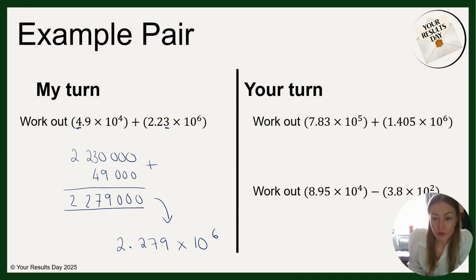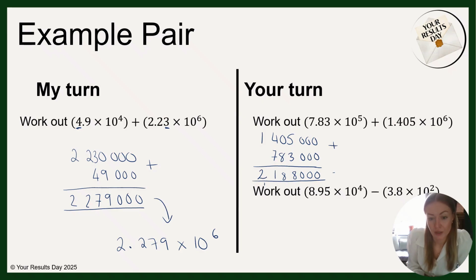So I've got 1,405,000 as my bigger number, and then I've got 783,000 as my smaller number, and we are adding. So we've got 0, 0, 0, 8, 8, 11, carry the 1 gives us 2, which if we convert back, that'll be 2.188 times 10 to the power of 6.